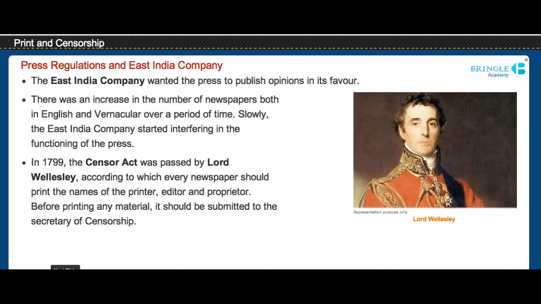The East India Company wanted the press to release opinions in its favor. There was an increase in the number of newspapers both in English and vernacular over a period of time. The East India Company started interfering in the functioning of the press. In 1799, the Censor Act was passed by Lord Wellesley.